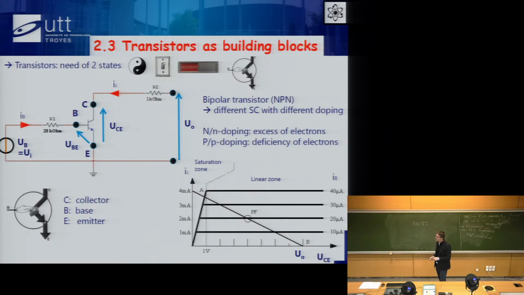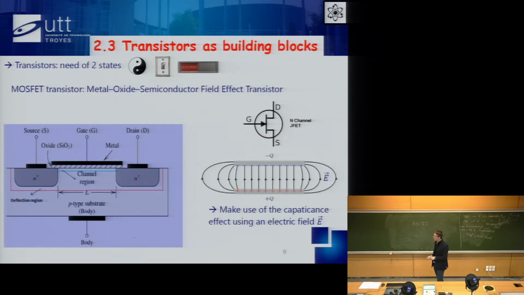So that's the bipolar transistor, but there are different types of transistors. There's another one here, which is called the MOSFET transistor. MOSFET stands for metal oxide semiconductor field effect transistor. So in this case, what it uses is the capacitance effect, using an electric field.